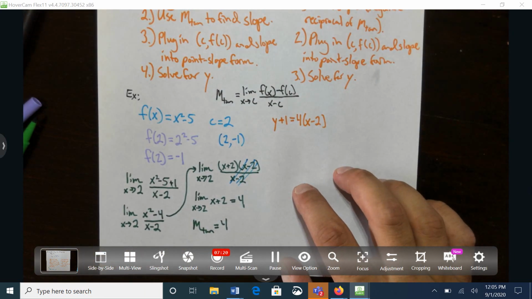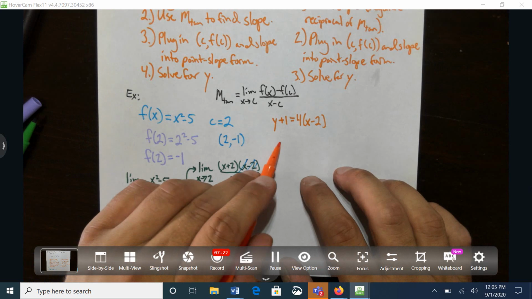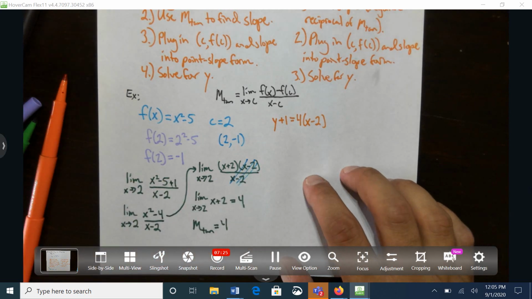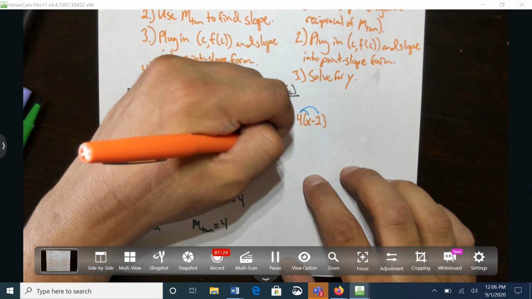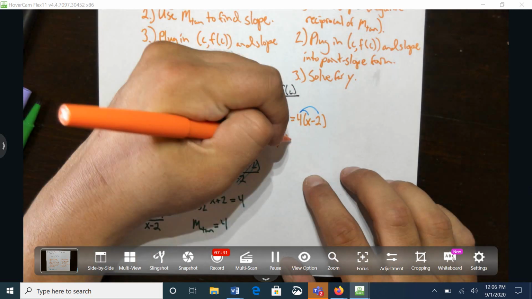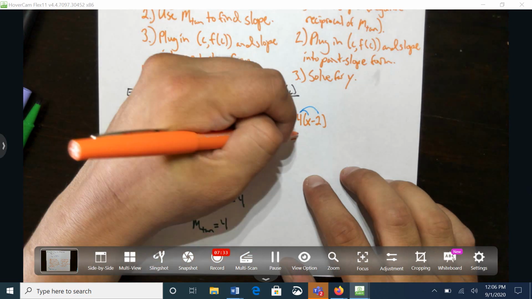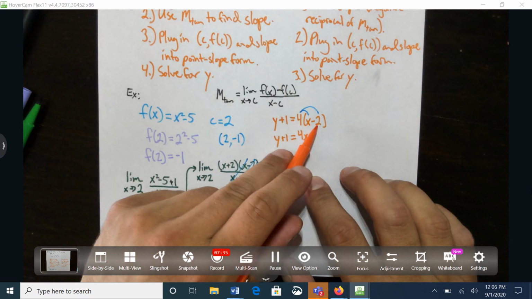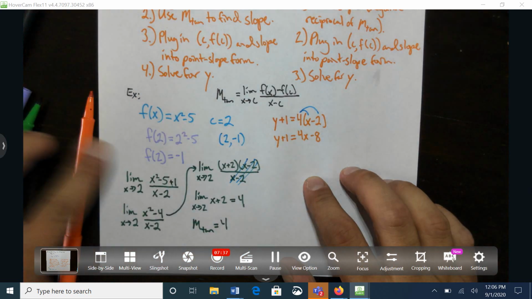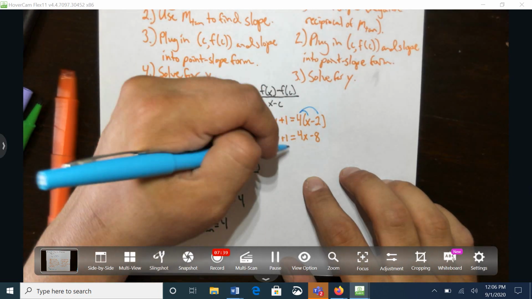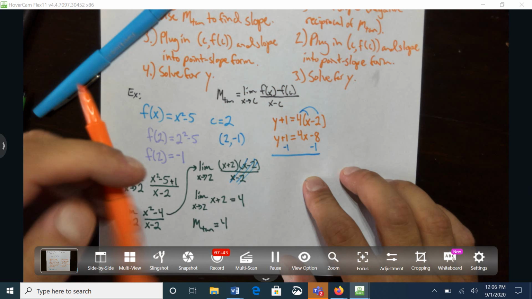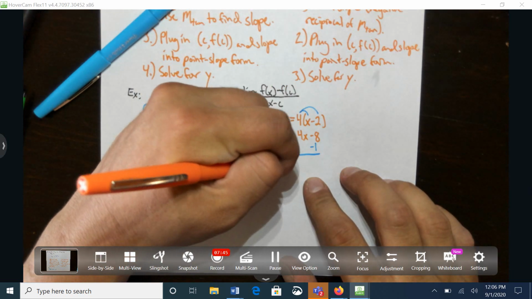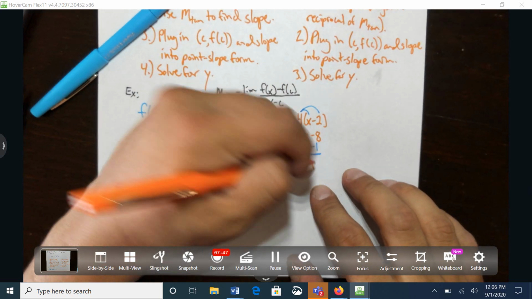And then finally, last step is just solve for y. So to solve, we want to distribute this 4 first, so we're going to have y plus 1 is equal to 4 times x is 4x, 4 times -2 is -8, and then just subtract 1 from both sides. So y is equal to 4x minus 9.